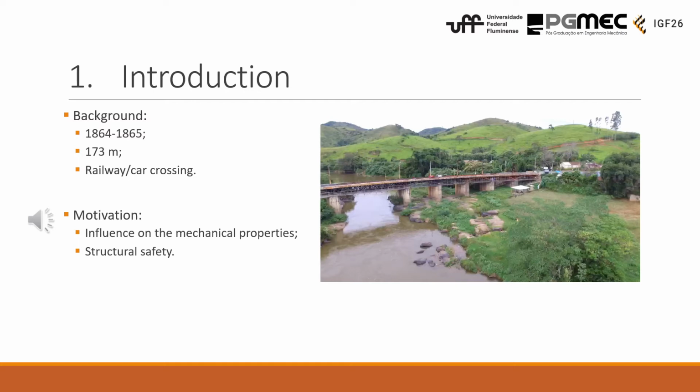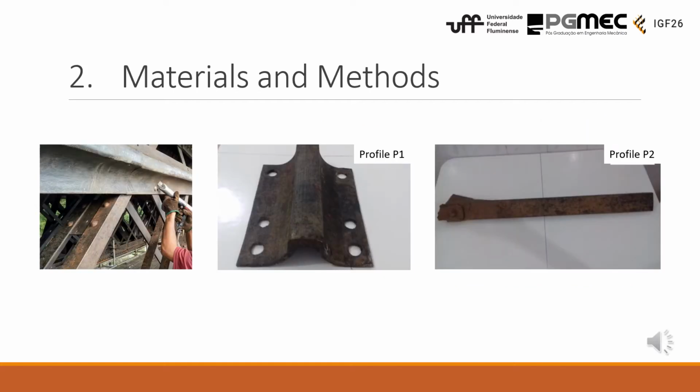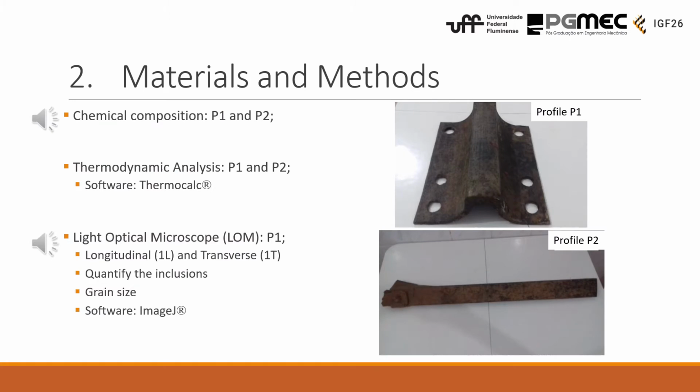For this study, we use two different profiles, and here on the first picture, you can see the position of profile P1 and the position of profile P2 on the bridge. First of all, we analyzed the chemical compositions of profile P1 and profile P2, and later, with the results of this analysis, we made a thermodynamic analysis using the software Thermo-Calc to analyze the impact of the chemical compositions on the precipitates inside the material.